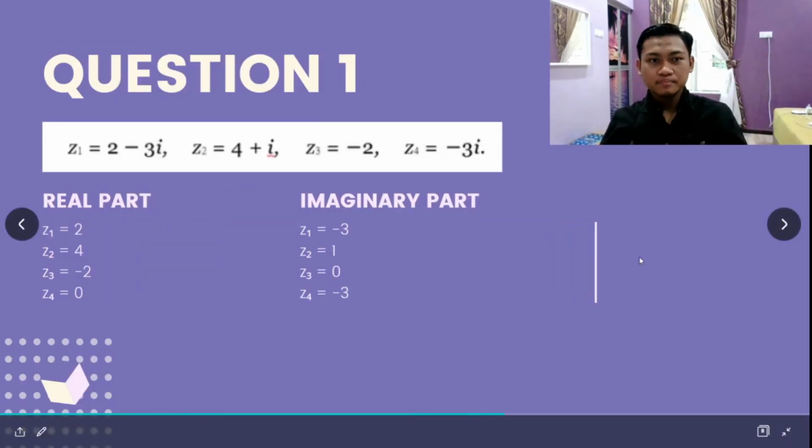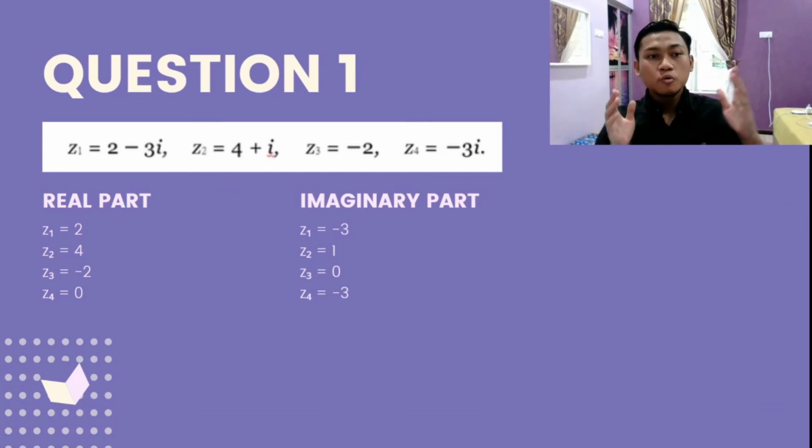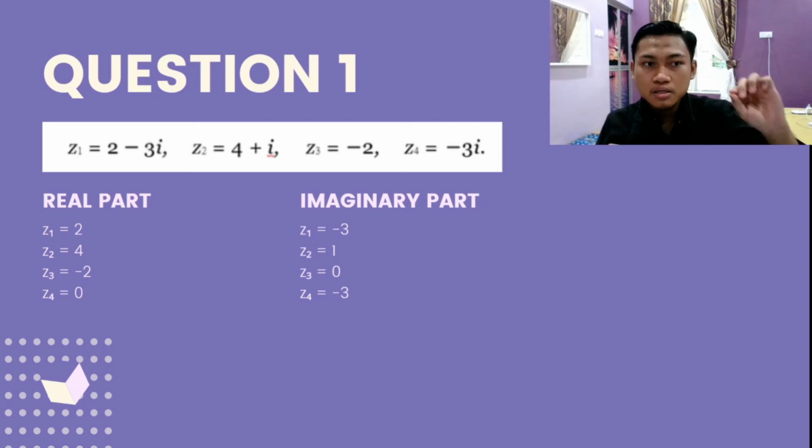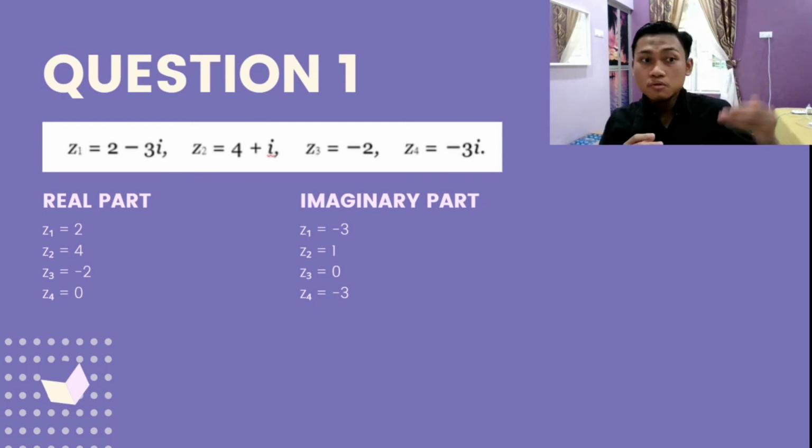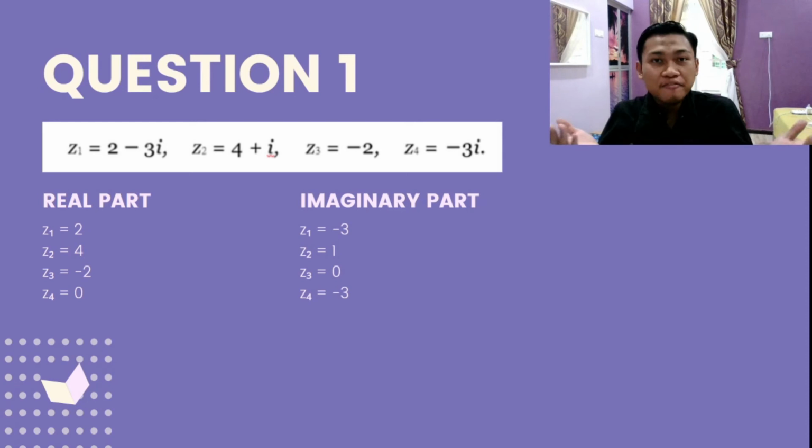Alright, so the next part, which one is the real part and which one is the imaginary part? So the real part, we go one by one. Okay, so Z1 is 2. Why? Because it doesn't have an imaginary part. Okay, same goes to Z2, Z3, and Z4. Z2 is equal to 4, Z3 is equal to -2, and Z4 is equal to 0 because it doesn't have any real number, containing only the imaginary number.